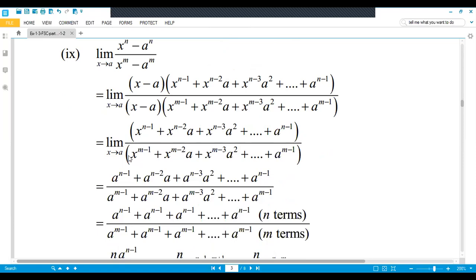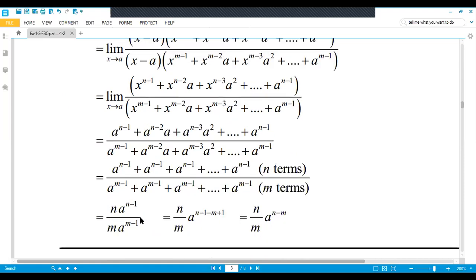Now in place of x you put a, so you will get it like this for the nth term and this for the mth term. You write n times a power n minus 1 and m times a power m minus 1. So you take a power m minus 1 in the numerator, it will be minus m plus 1, sign change. So plus 1 minus 1 cancel, and you get this result. So this theorem you apply, which is given on page number 19.